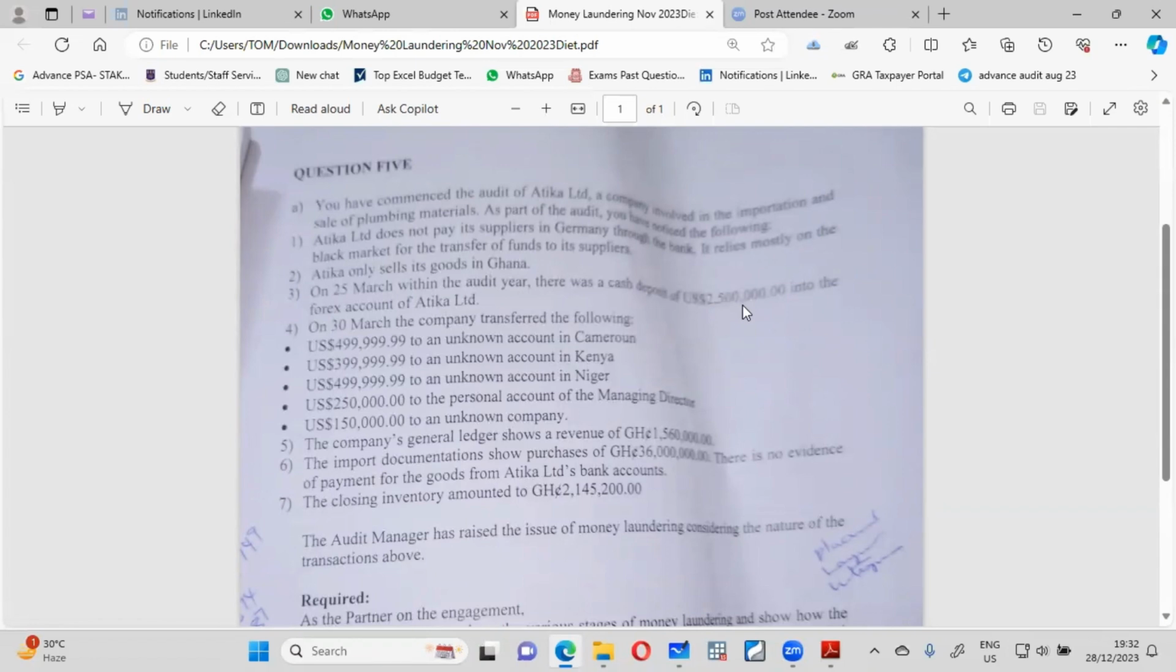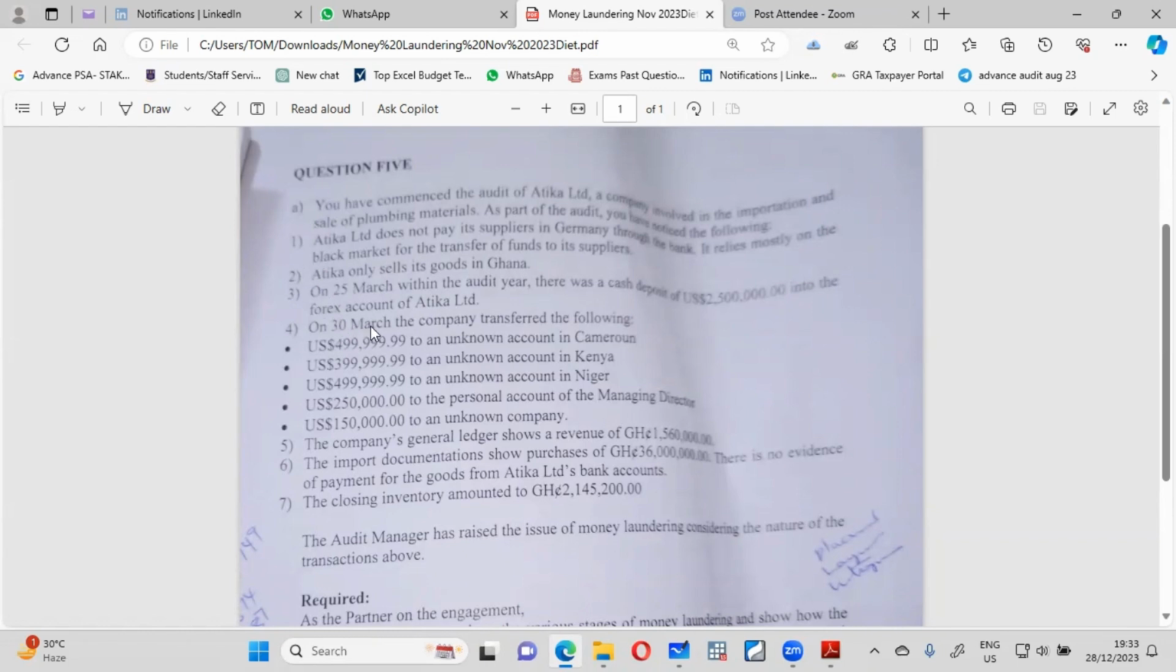Atika is depositing $2.5 million. Does it communicate something to you? Ghana, you turn it into dollars. Oh, see this. So I hope it speaks something to you.